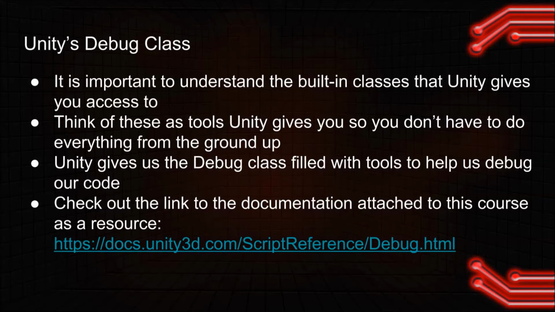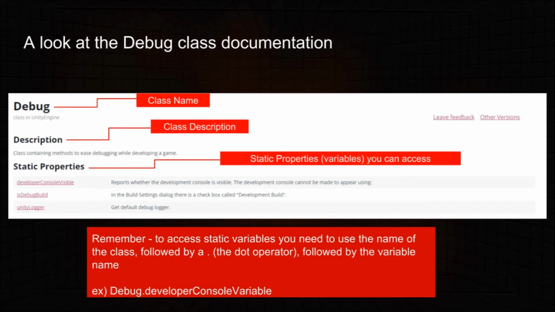code. Check out the link to the Unity documentation on the debug class attached to this lecture as a resource. We will look at snippets of the documentation during this lecture. Let's take a look at the debug class's documentation. Unity's documentation is structured in the following format. First comes the class name, then a description of the class, then the properties or variables that you can access, and then functions that you can access.